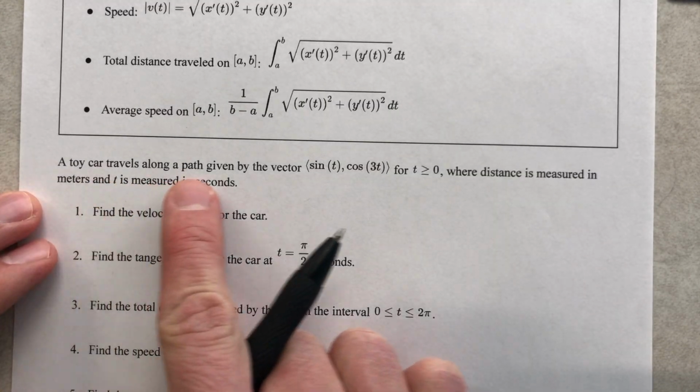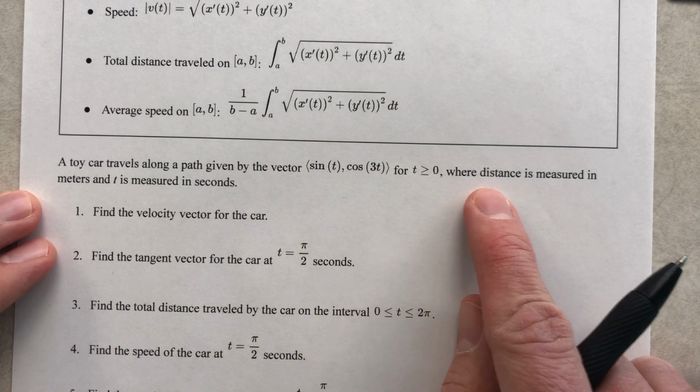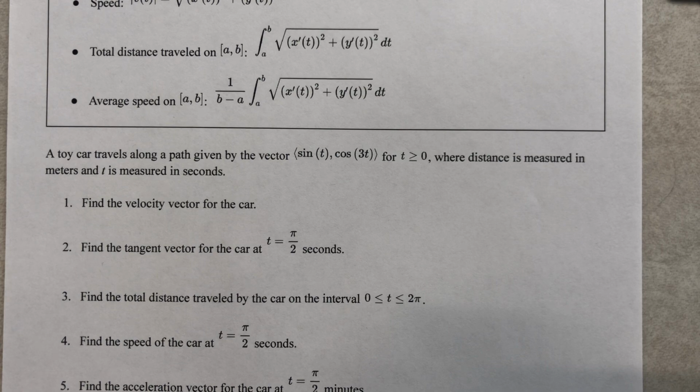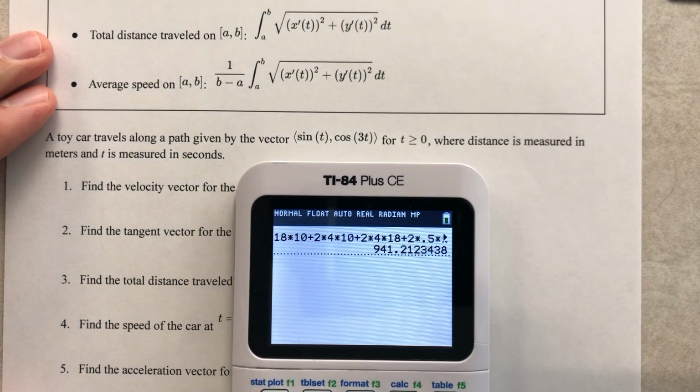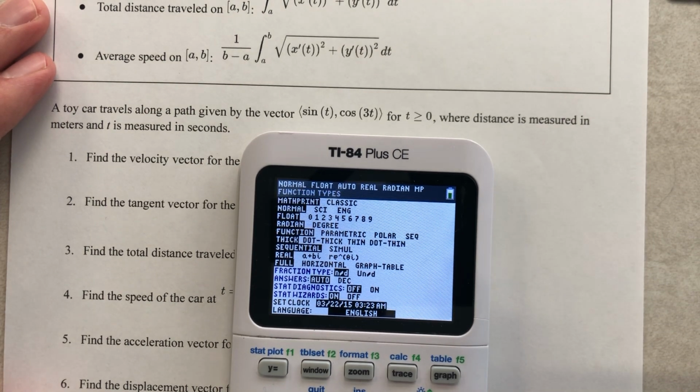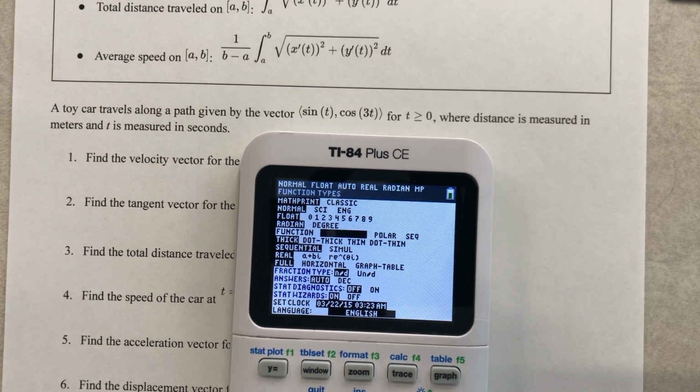A toy car travels along a path given by this vector for that time where distance is measured in meters and t is measured in seconds. Let's actually not even do the problems yet. Let's just grab a calculator and jump in. And I'm going to jump in with pressing mode and going to parametric. Even though it is vectors, it is totally parametric. So we're going to do it that way.